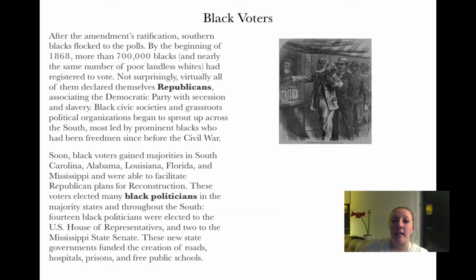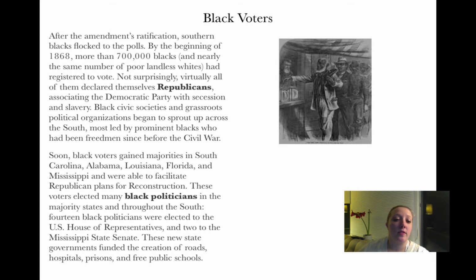After the amendment's ratification, Southern blacks flocked to the polls. By the beginning of 1868, more than 700,000 blacks and nearly the same number of poor, landless whites had registered to vote. Not surprisingly, virtually all of them declared themselves Republicans, associating the Democratic Party with secession and slavery. Black civic societies and grassroots political organizations began to sprout up across the South, most led by prominent blacks who had been freedmen since before the Civil War.